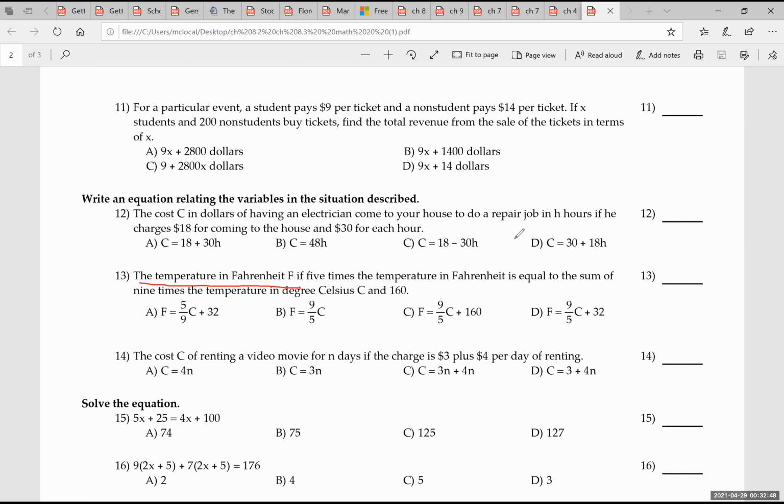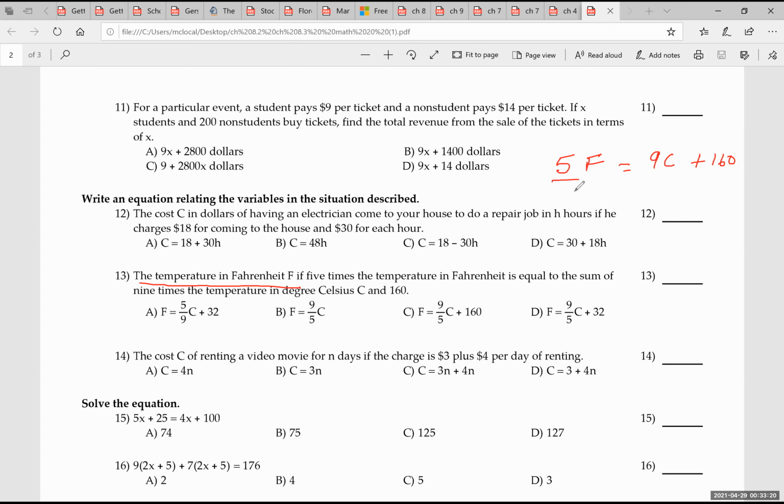If 5 times the temperature in Fahrenheit is equal to the sum of 9 times the temperature in degrees Celsius plus 160. And they're asking you to find F. So obviously we need to take this 5 out.